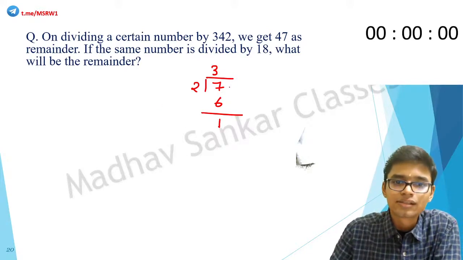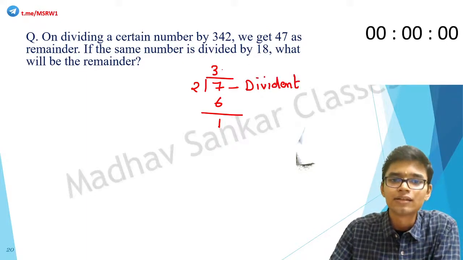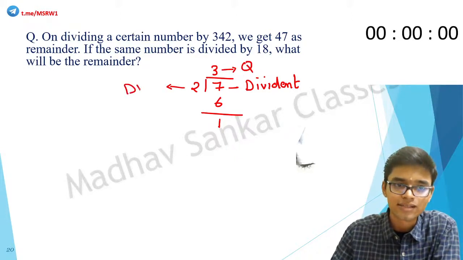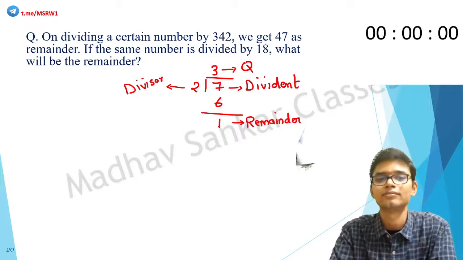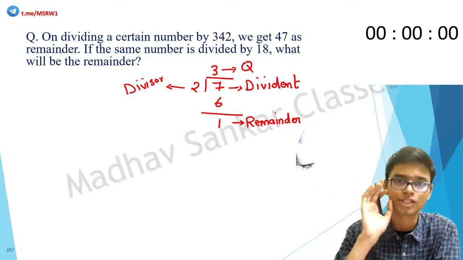So 7 is called the dividend. 3 is known as the quotient. 2 is known as the divisor. And 1 is known as the remainder. I think you all know this. What is a dividend, divisor, remainder, and quotient?